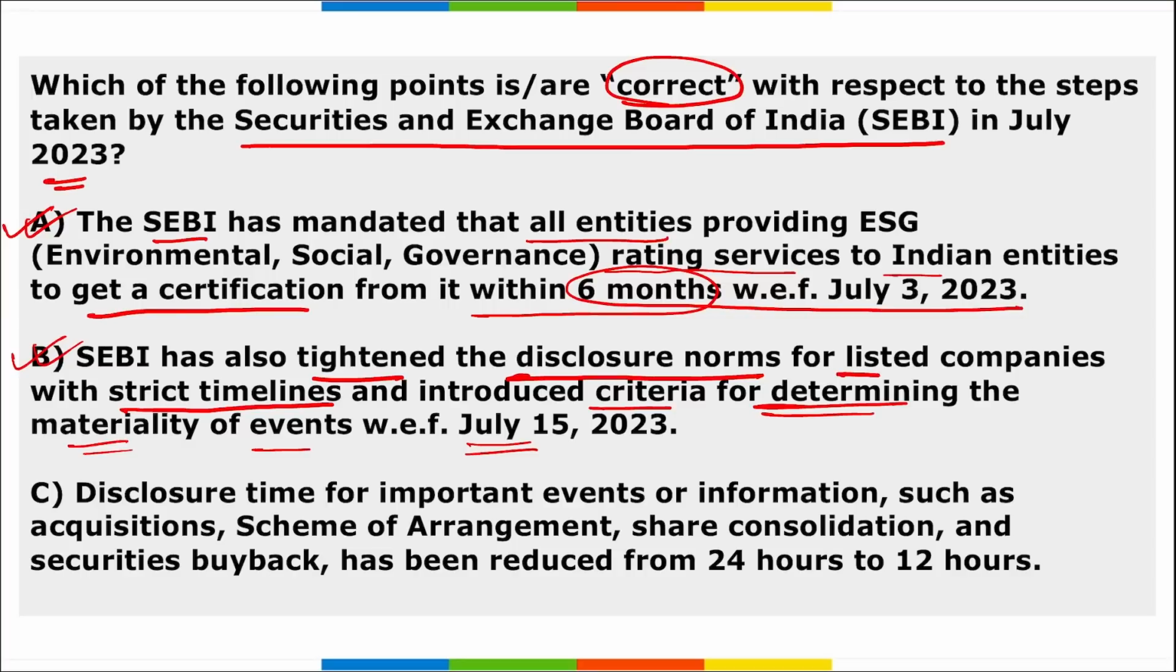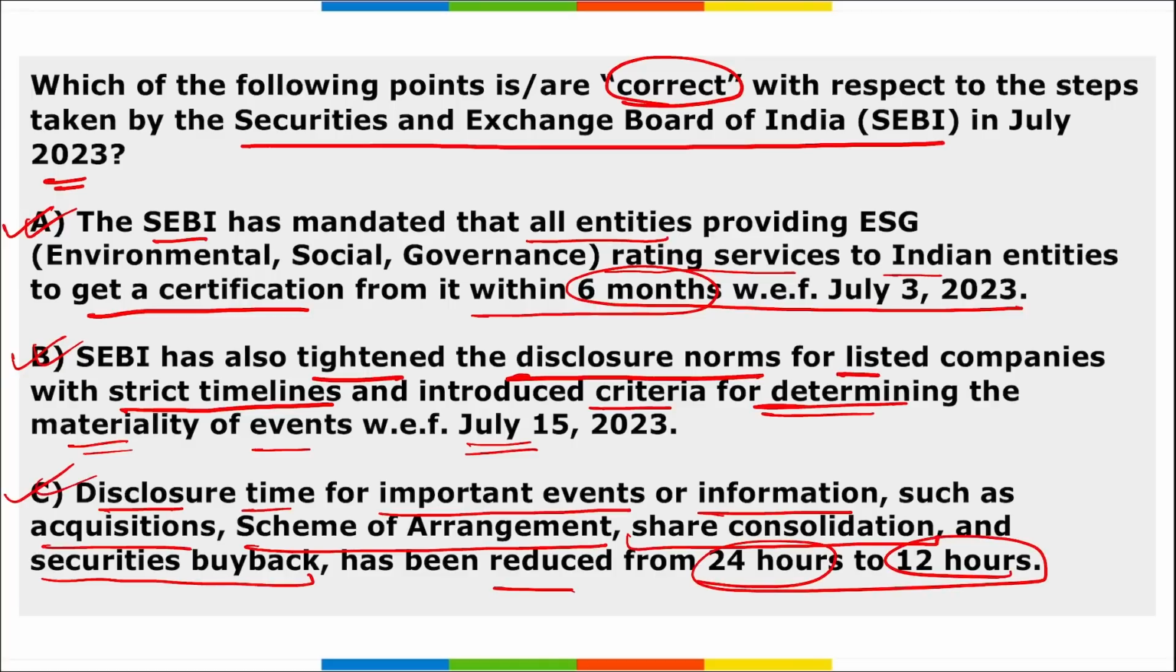Absolutely right. C. Disclosure timeline for the important events or information such as acquisitions, scheme of arrangement, share consolidation and securities buyback has been reduced from 24 months to just 12 months. So yes, option C is also right.